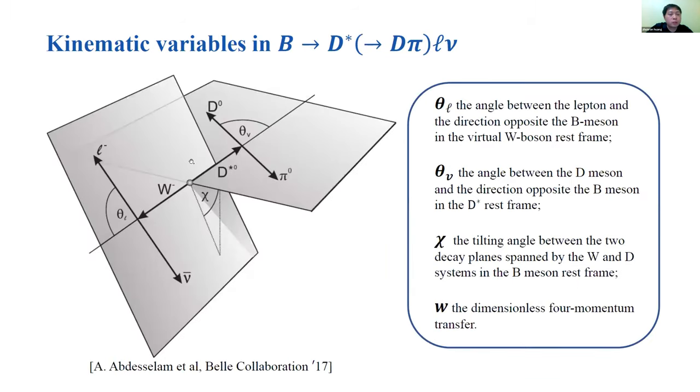This plot shows more explicitly the three kinematic angles. Here, theta V is the angle between D and D star in the D star rest frame. The theta L is the angle between the charged lepton and the virtual W in the W rest frame. Chi is the tilting angle between the leptonic and the hadronic planes. These three kinematic angles, together with the momentum transfer, can describe the B to D star L nu four-body decay.